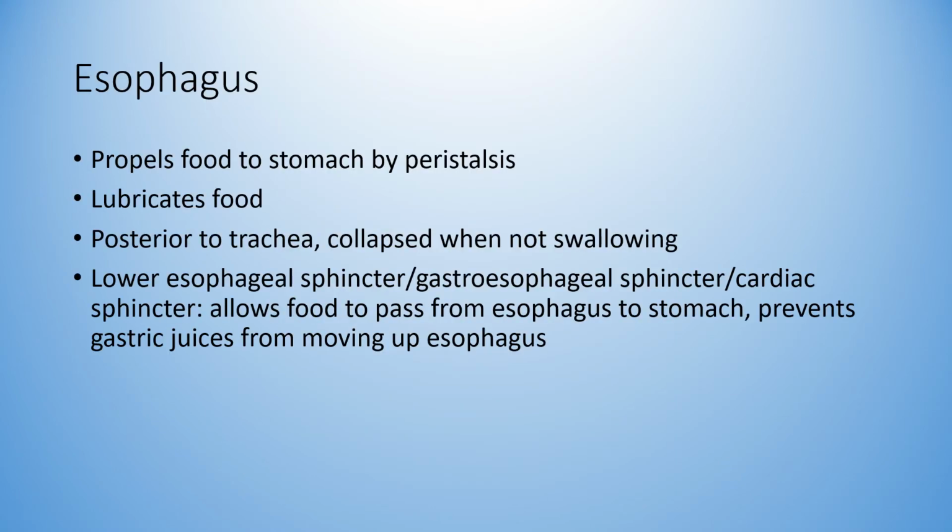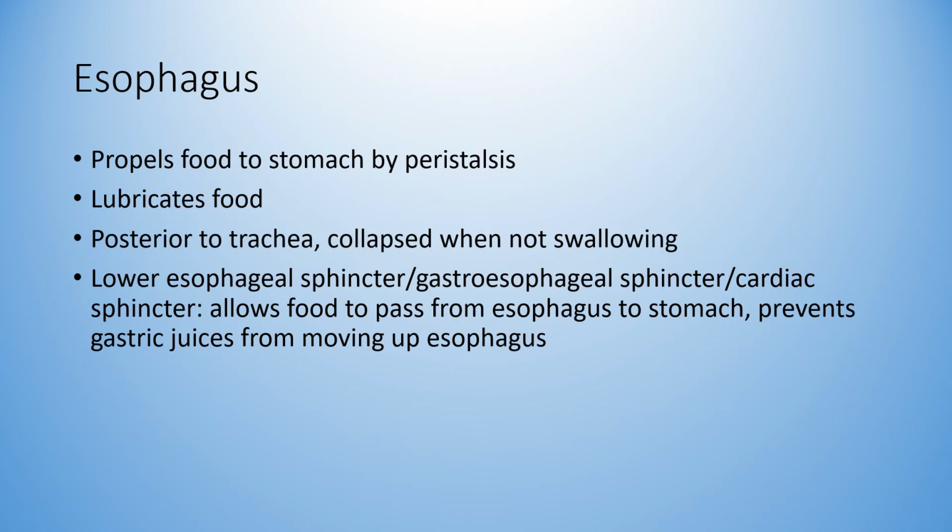The esophagus helps propel the food to the stomach. How? By peristalsis. It's going to help lubricate the food. It's behind the trachea. When you're not swallowing, it's very narrow. It kind of looks like it's collapsed. You have a sphincter, remember, circular muscle, that allows the food to pass from the esophagus to the stomach.